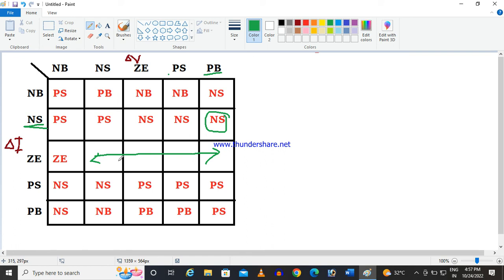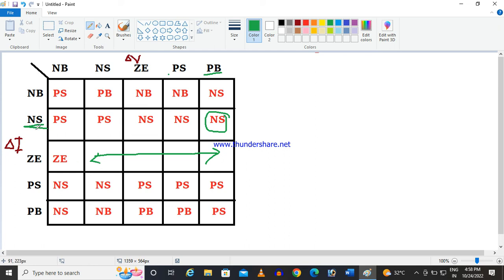So how many combinations will come? You see, if the del I is NB and del V is NB, then the del D will be this. So like that, this many combinations. So 5 by 5, 25 rule base, 25 rule base we have to define.